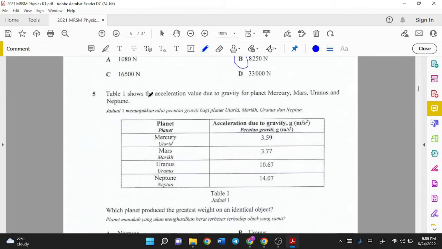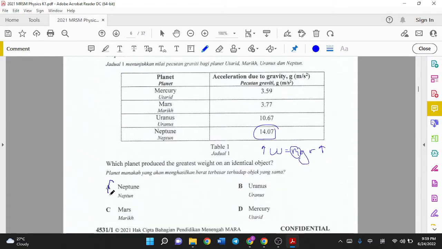Next, table 1 shows the acceleration due to gravity on the planets Mercury, Mars, Uranus, and Neptune. Which planet produces the greatest weight of an identical object? We know that the formula for weight is W = mg. Since your mass is constant, if your gravitational acceleration increases, then your weight should increase. So you just choose the greatest acceleration. That should be Neptune, so the answer is A.